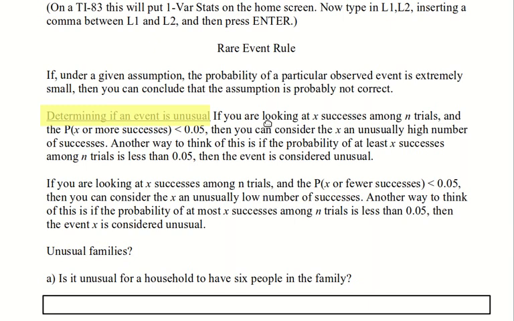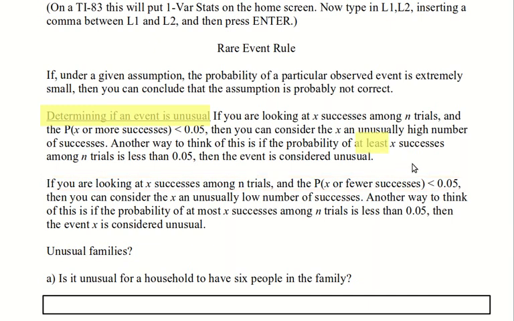So we're not simply looking at the probability of x. We're looking at random variables that are at least that large. So that large or larger. So we need to add up all of those and compare that to 5%. So another way to think of this is if the probability of at least x successes among n trials is less than 5%, then the event is considered unusual. And again, at least means as large as x or larger.